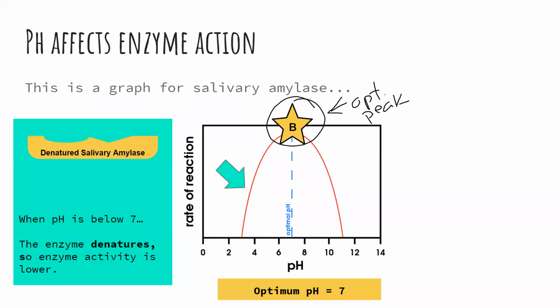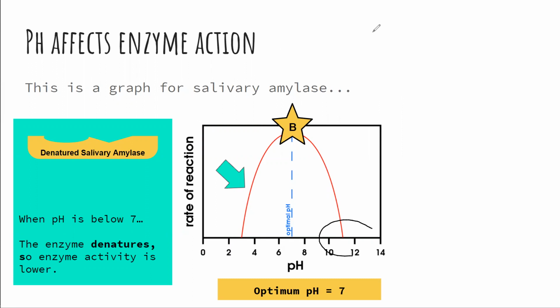And so when the pH is below 7, the enzyme denatures, so the activity is lower. Remember we said we have best conditions that we work at. When the environment is too acidic, amylase is not working correctly. It changes shape because it's too acidic. It morphs. It's like, oh my God, I can't do this. And so it can't do any work.